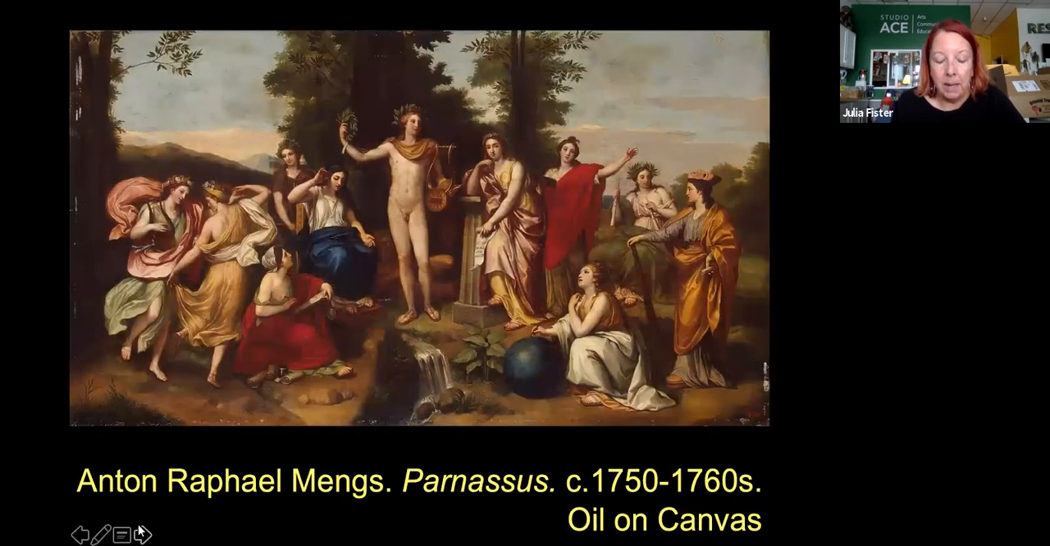So Anton Mengs, while originally a painter in the Rococo period in the mid 18th century, was really the precursor to neoclassical painting. And this really, again, replaced Rococo as the dominant style of painting. So this is actually Mengs' oil sketch for his 1761 fresco that he created in the Villa Albani in Rome.